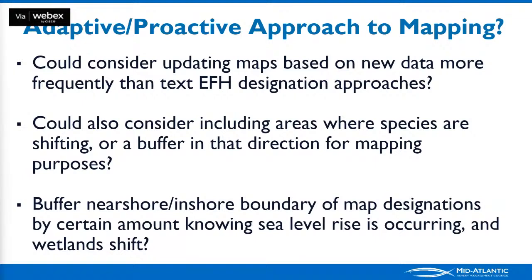Why not update it? We could also consider including areas where species are shifting, because we've got a lot of shifting going on, and create maybe a buffer in that direction for mapping purposes to make sure that we're not missing some of those areas that we might expect to become habitat in the next few years. And again, I earlier noted that the nearshore inshore boundary for some of our map designations has created problems in some of these nearshore consultations. So we need to figure out how to do that better with our partners to really make sure we're not missing consults on projects that should be occurring.